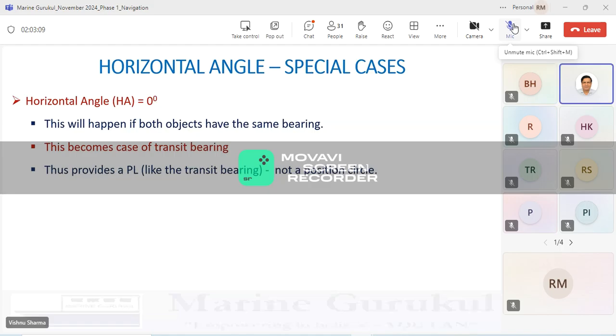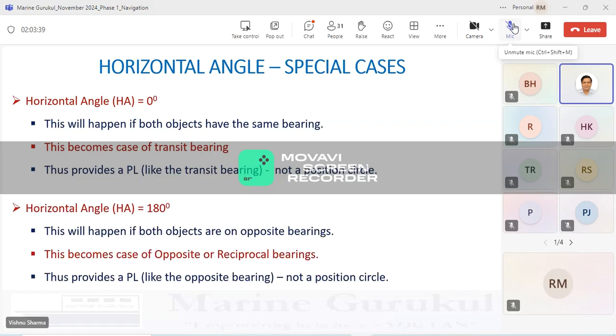Exactly like this, guys. When the horizontal angle is 180, what does it mean? That means bearings are separated by 180. Yes or no? Yes. When the horizontal angle is 180, the bearings are separated by 180. And if bearings are separated by 180, we learned it becomes a case of reciprocal bearings. Reciprocal bearings give you a position line. It does not give you a position circle.